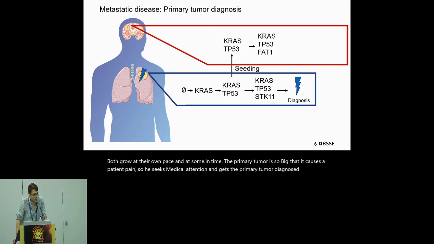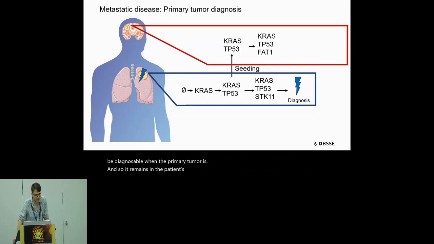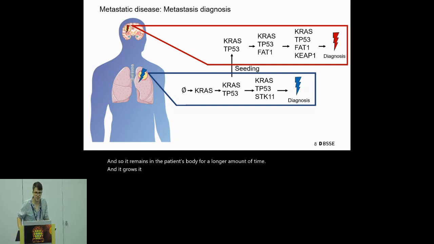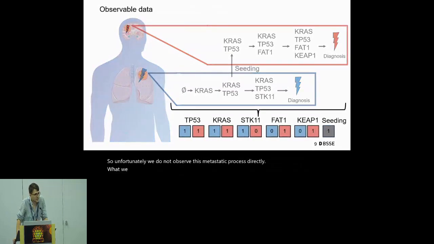However, the big problem during metastatic progression is that the metastasis might not yet be diagnosable when the primary tumor is. And so it remains in the patient's body for a longer amount of time. And it grows, it evolves, until it itself becomes diagnosable. So, unfortunately, we do not observe this metastatic process directly. What we do observe are its endpoints, meaning the genotype of the primary tumor and the genotype of the metastasis at the time of the respective diagnosis.